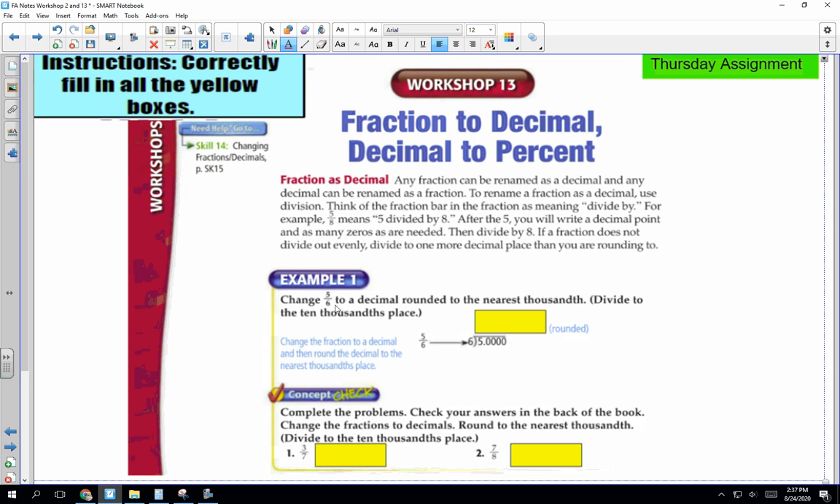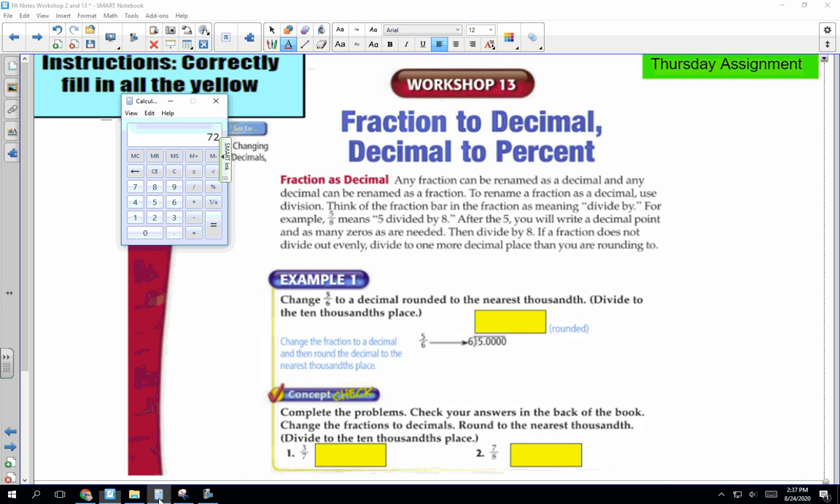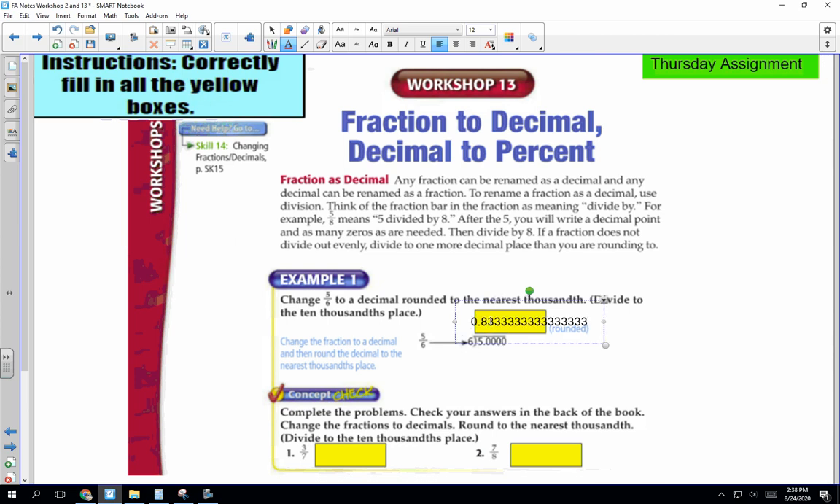Okay, so let's look at a couple of examples. Change 5/6 to a decimal rounded to the nearest thousandth. Divide to the 10,000th place. So we are going to just go ahead and use our buddy calculator. We're going to go 5, the guy on the top, divided by 6. We're going to round to the nearest thousandth. So it's tenths, hundredths, thousandths. The number to the right of the thousandth is 4 or less, so that 3 is going to stay a 3.